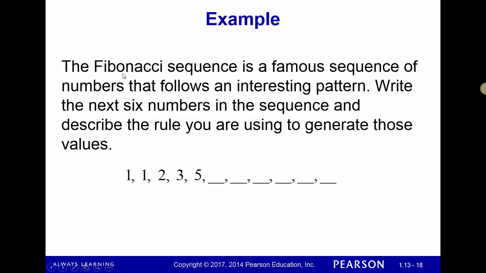So for instance, here's an example. The Fibonacci sequence is a sequence of numbers that follows an interesting pattern. Write the next 6 numbers and try to figure out the rule that helps you to generate those particular values. If we look at the pattern that we see here, we see 1 and 1, and then we see a 2, and we notice that 2 is the sum of 1 plus 1, and then 3 is the sum of the prior 2 numbers, 5 is the sum of the prior 2 numbers, so we can continue and fill in here with an 8 and a 13 and a 21 and so forth.